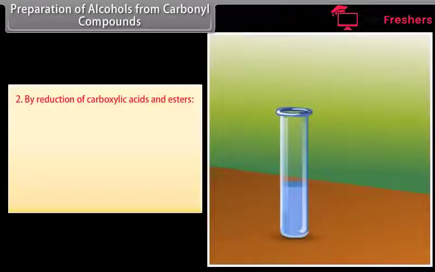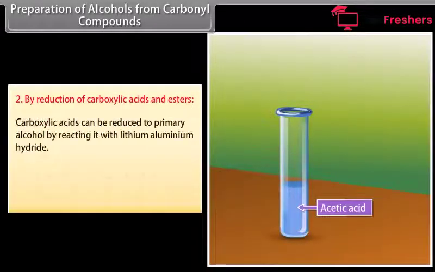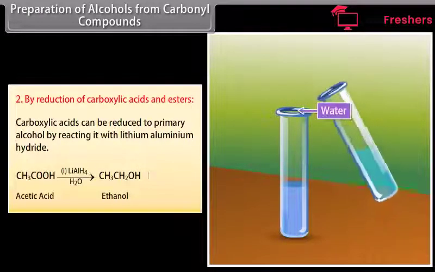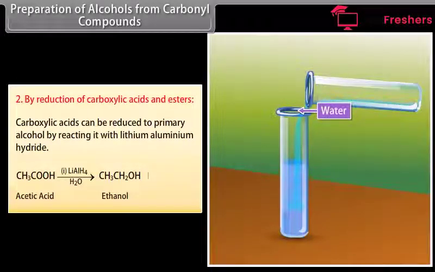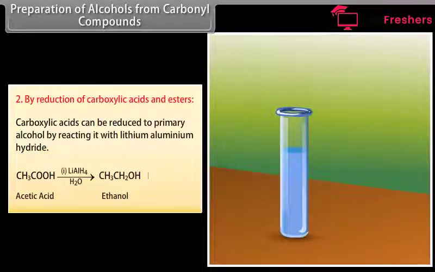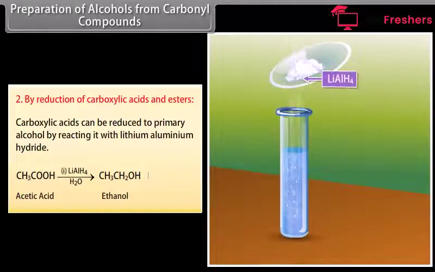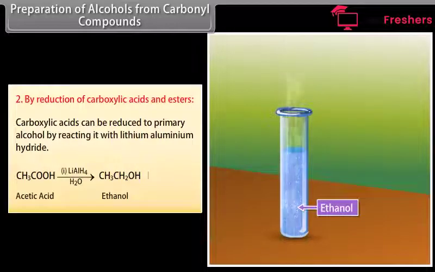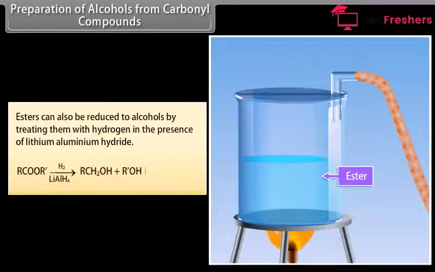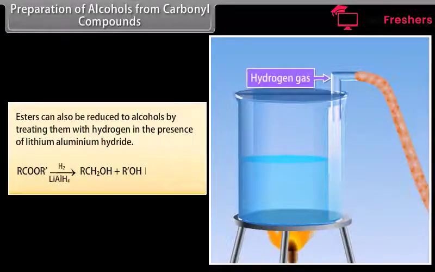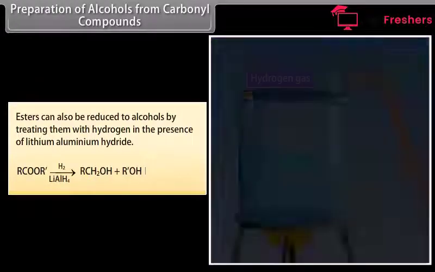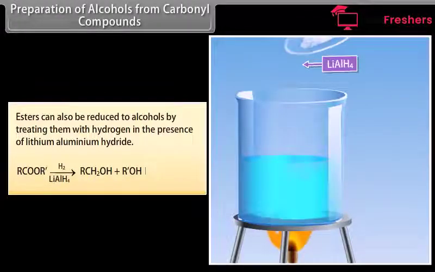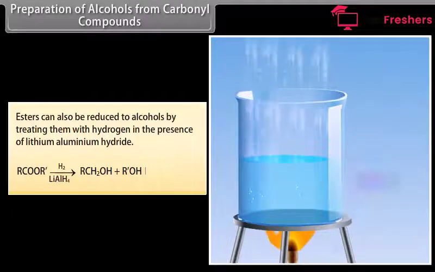From carbonyl compounds. By reduction of carboxylic acids and esters. Carboxylic acids can be reduced to primary alcohols by reacting them with lithium aluminium hydride. Acetic acid treated with lithium aluminium hydride followed by water forms ethanol. Esters can also be reduced to alcohols by treating them with hydrogen in the presence of lithium aluminium hydride.